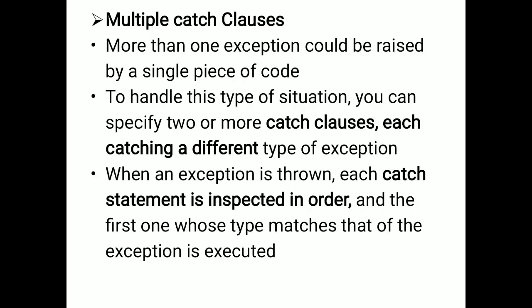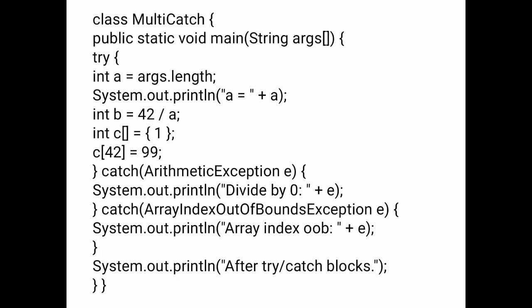So next, it is multiple catch clauses. Why are multiple catch clauses required? If a particular code generates multiple runtime errors, then we need a catch clause for each type of runtime error. So here you can observe there are, say, 2 types of runtime errors: one is divide by 0 and the other is array index out of bound. For that reason we implemented 2 catch blocks. One catch block with arithmetic exception, another catch block with array index out of bound exception.